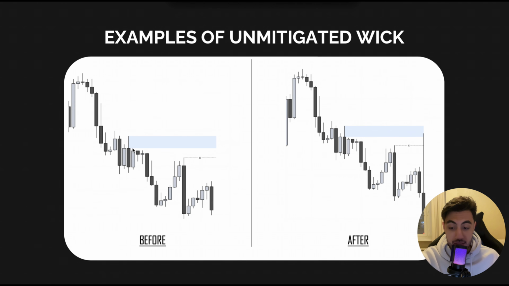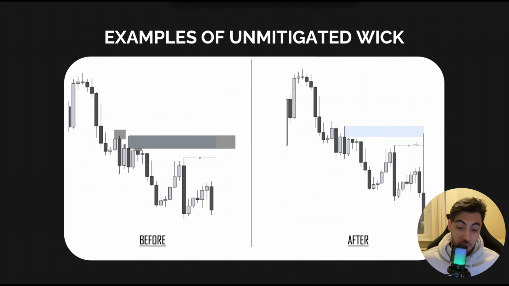See, this is an unmitigated wick. We are not going to choose this one as an unmitigated wick. This is not unmitigated. This is also not unmitigated. Okay, this is the unmitigated wick where price created liquidity below it. See, price tapping and starting to reverse. This is also another one that we can use.